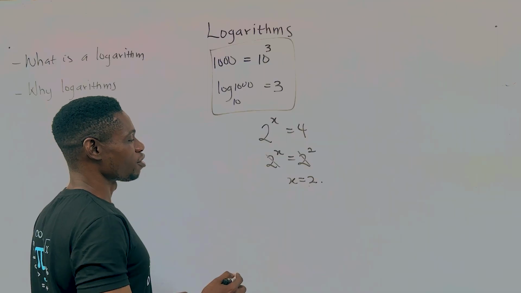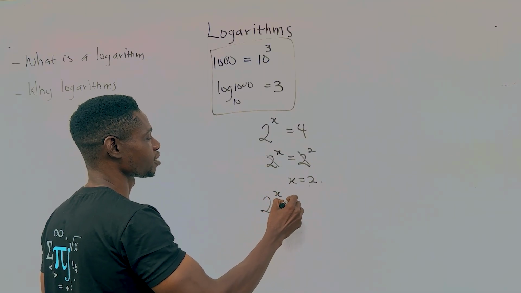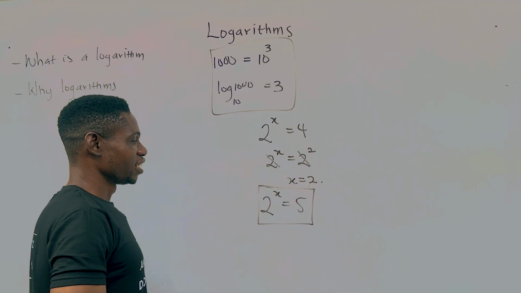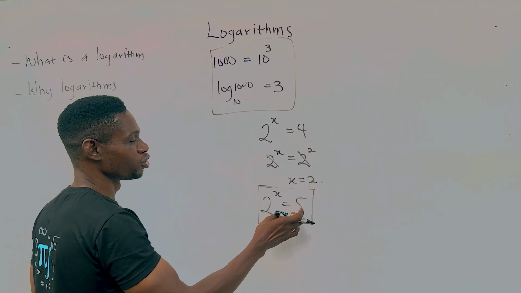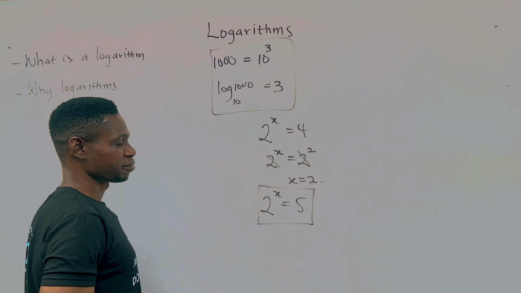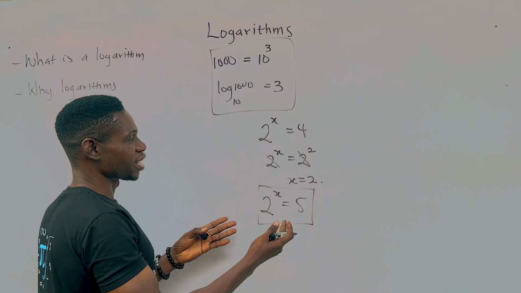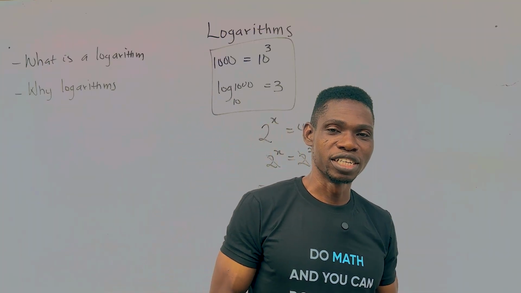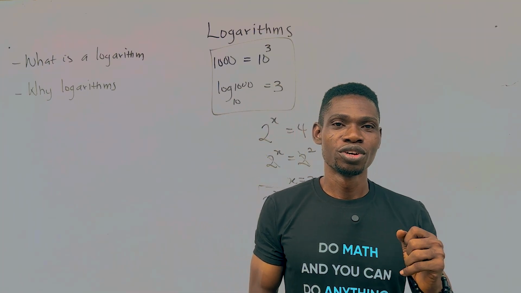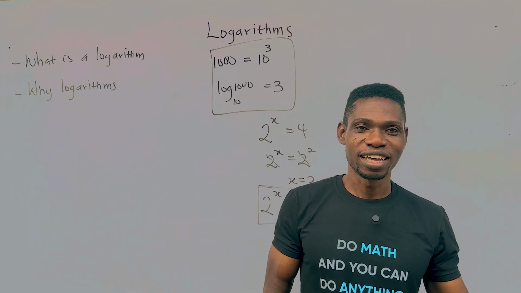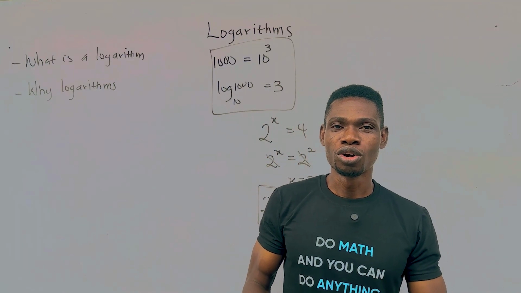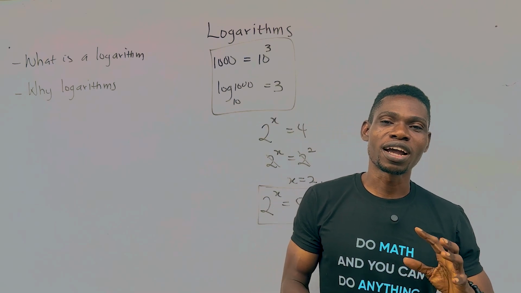Now imagine you have 2 raised to the power x equal to 5. Now, there's no power to 2 that will give you 5. So equations like this that are a bit complex can be handled by logarithms. So we use logarithms to solve complex indicial or exponential equations. That's 1.